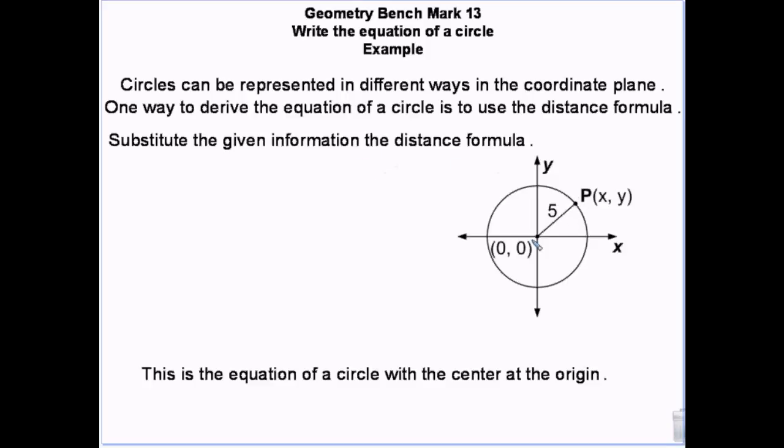All right. So circles can be represented in different ways. If we take this circle that is centered on the origin, this point, the 0, 0, is called the origin. And if we have a circle that's centered on the origin, we're looking for this distance. Well, we already know the distance is 5. So remember our distance formula?